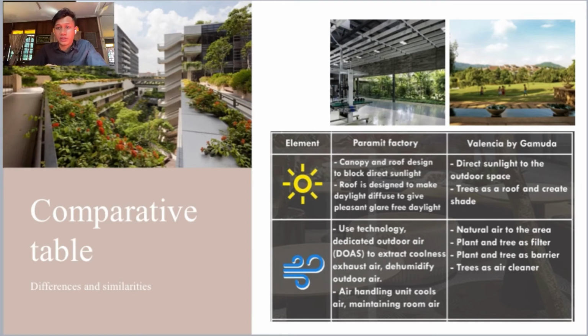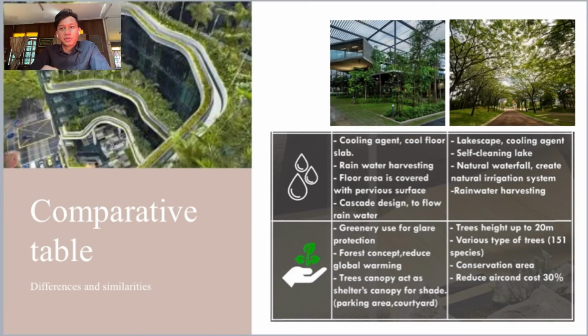Next is air ventilation. In the Paramit Factory, it uses technology, dedicated outdoor air doors to extract coolness, exhaust air, and dehumidify outdoor air, and the air handling unit cools air to maintain the room air. While the Valencia uses natural air in the area and natural plants at the entry as a filter, barrier, and also air cleaner. Also different at this element, the Paramit Factory uses technology to enhance the air ventilation to give more benefit to the spaces.